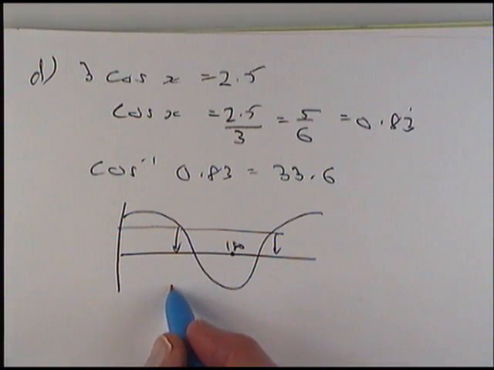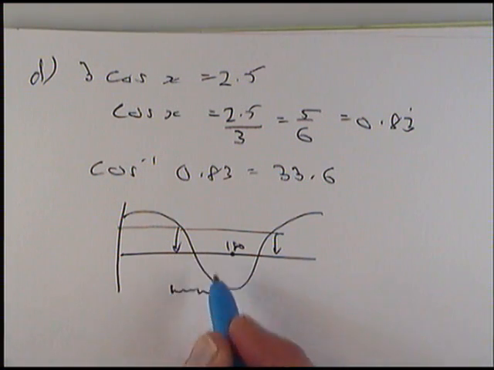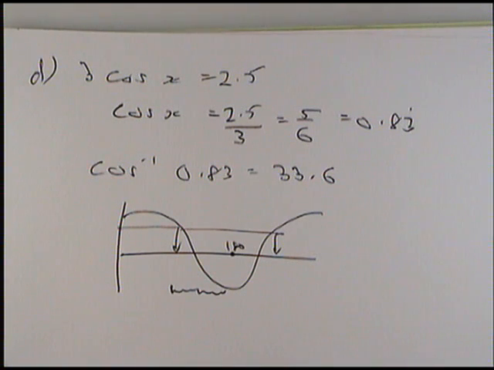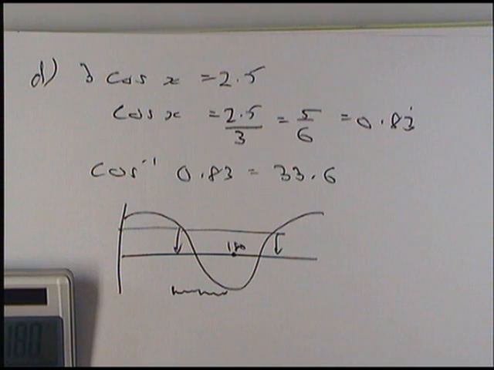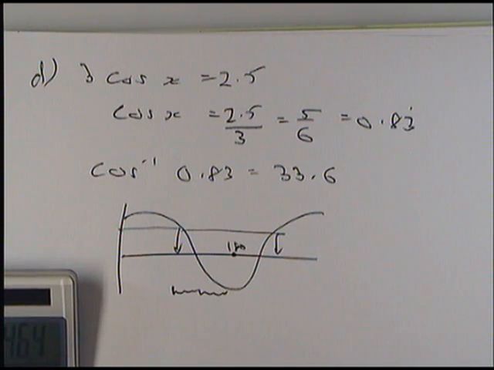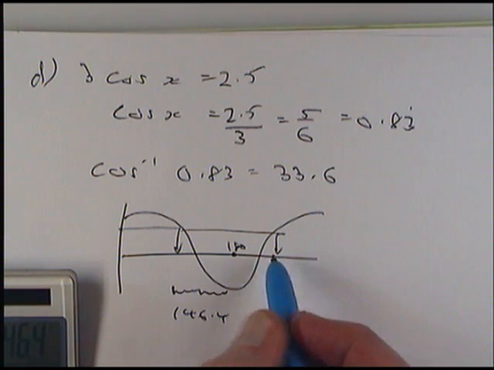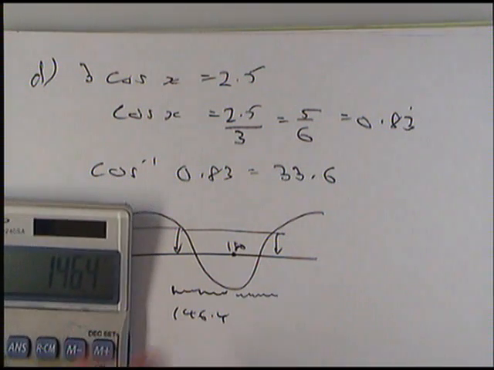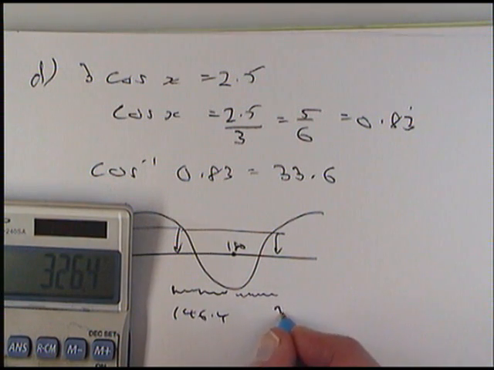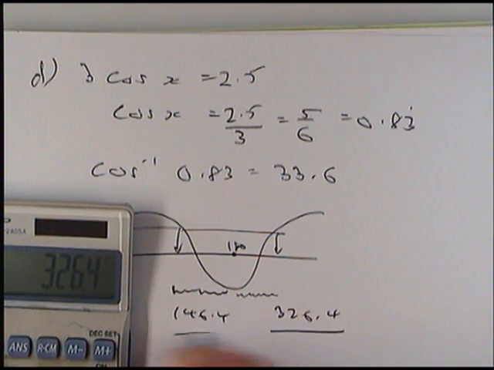So that distance there, between the arrow and 180, we can work out what that is. If we do 180 take away 33.6, that distance is 146.4. The other solution over here is the same distance after 180. So if I keep that number on screen and add 180 to that number, I get my final answer of 326.4. Those are my answers.